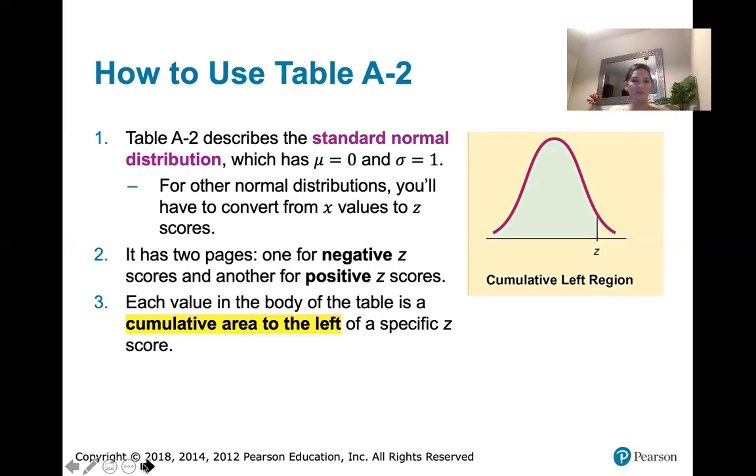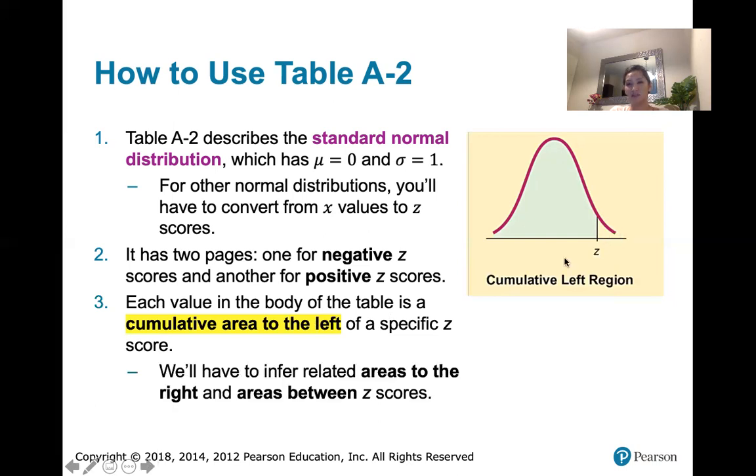Now, when you're looking at the body of these tables, what you're seeing in the body of the table is the area to the left of the z-score. Whether you're looking at the table for negative z-scores or positive z-scores, it always refers to the area to the left. So if we want the area to the right, we're going to have to use the area to the left to infer the area to the right. And if we want the area between two z-scores, maybe from this z-score to this z-score, we're going to have to use the area to the left to infer that as well.